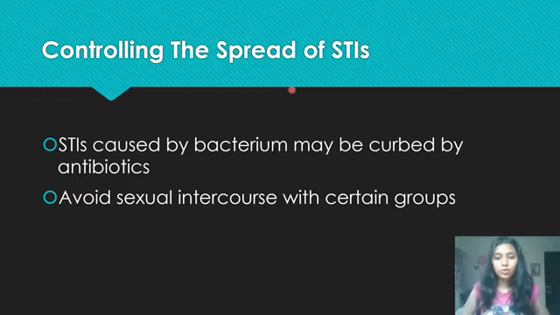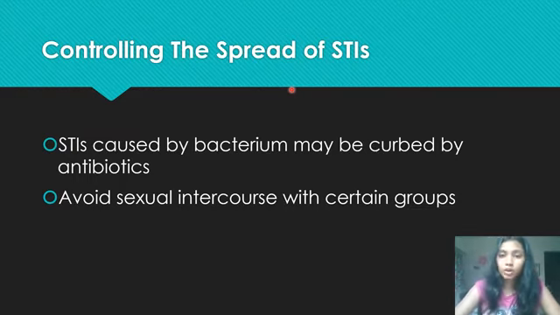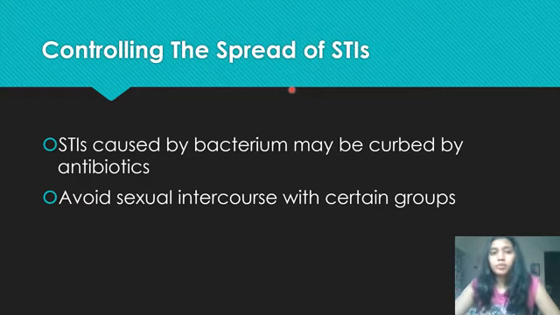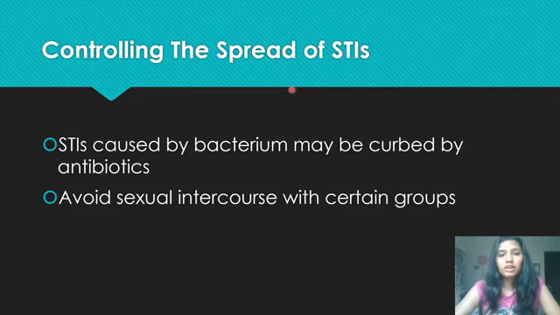Now, what are these groups? One are people who are called prostitutes. These are people who get paid to have sexual intercourse with other people. Two is people who casually have sexual intercourse with a lot of other people. And three is people whose sexual background or relationship status you don't know. Because you don't know how many people they have had sexual intercourse with, or who they have had sexual intercourse with, they may potentially be STI carriers.